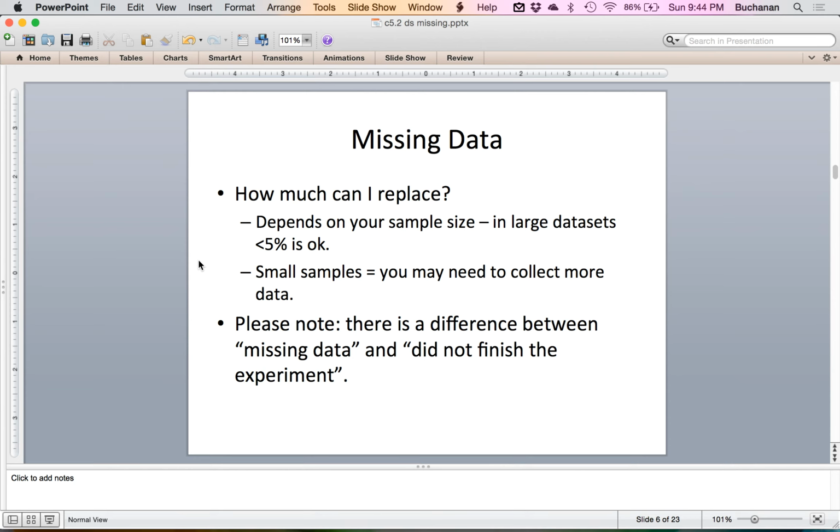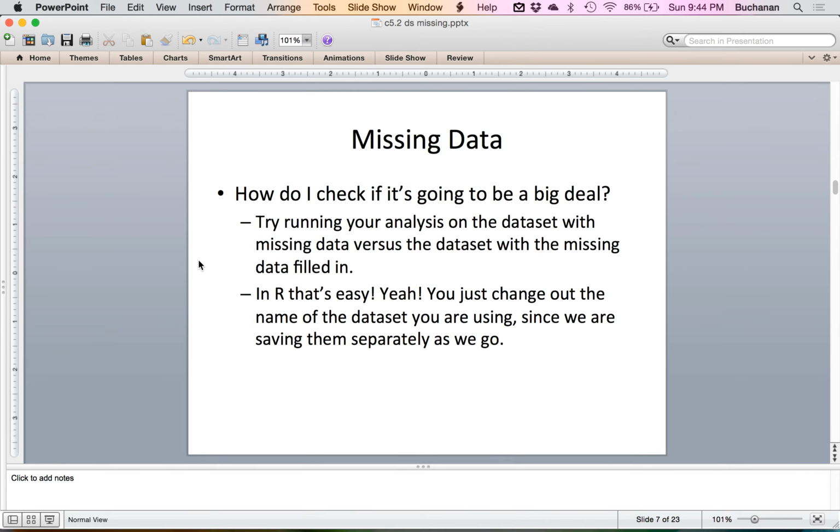So there's a big difference between missing data and didn't finish the experiment. Missing data is missing completely at random. Didn't finish the experiment is missing not at random. Okay. So how do we check if I decide to impute data, that's going to be a big deal.